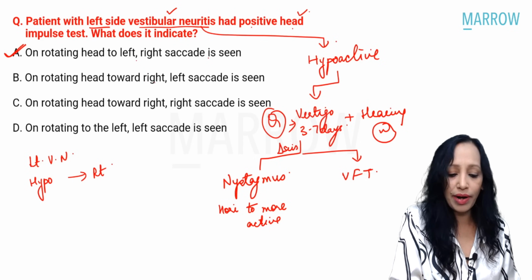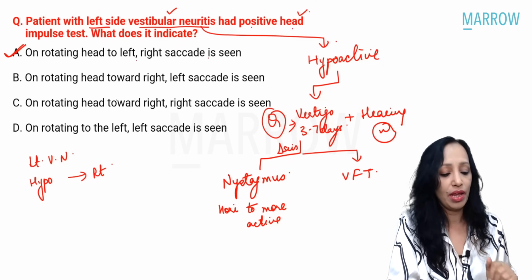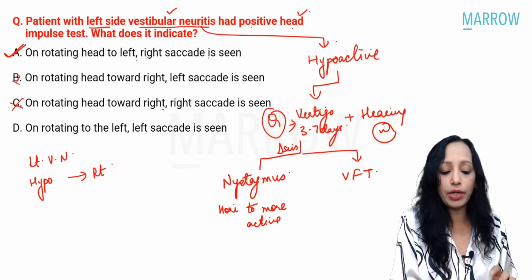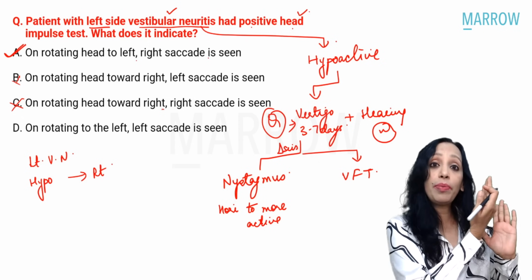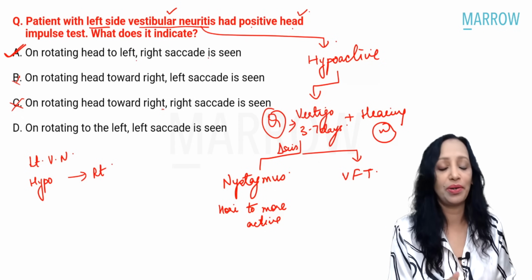Rotating the head to the right. When we are rotating the head to the right, we are testing the right labyrinth. So not this one. Again to the right. No, not this one. Rotating the head to the left, left saccade is seen. No, the eye movement will be towards the target, which will be in the opposite direction to the movement of the head, right?